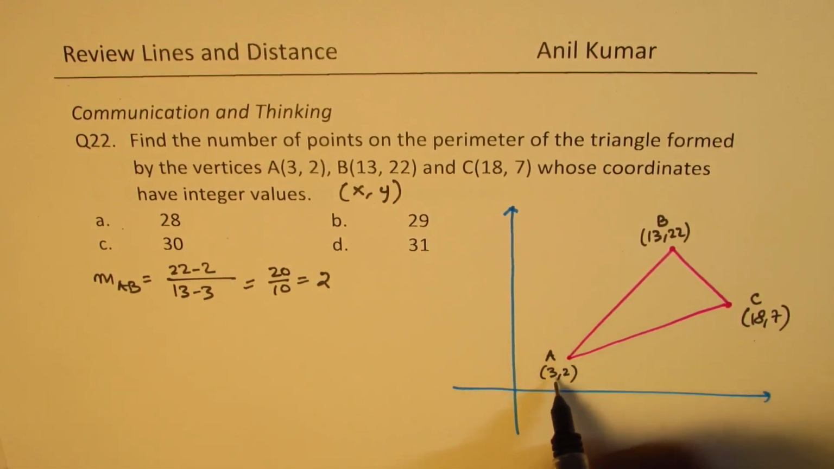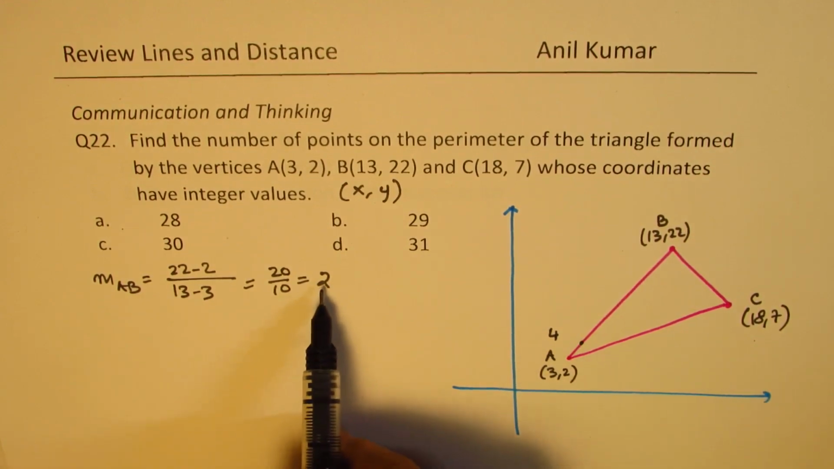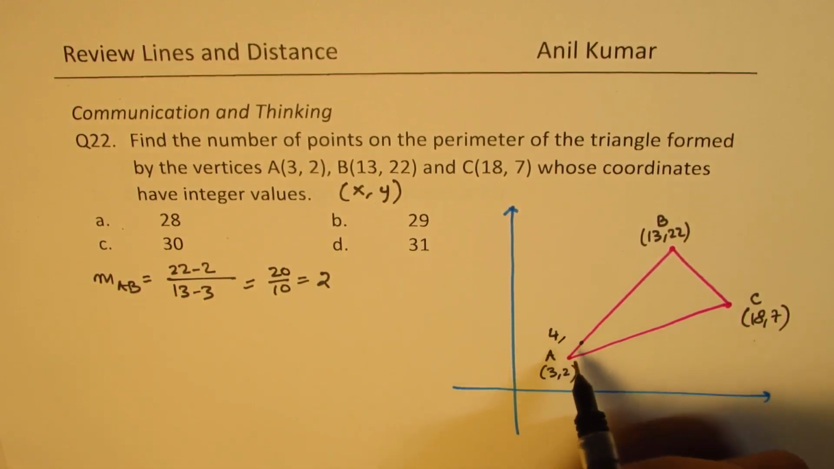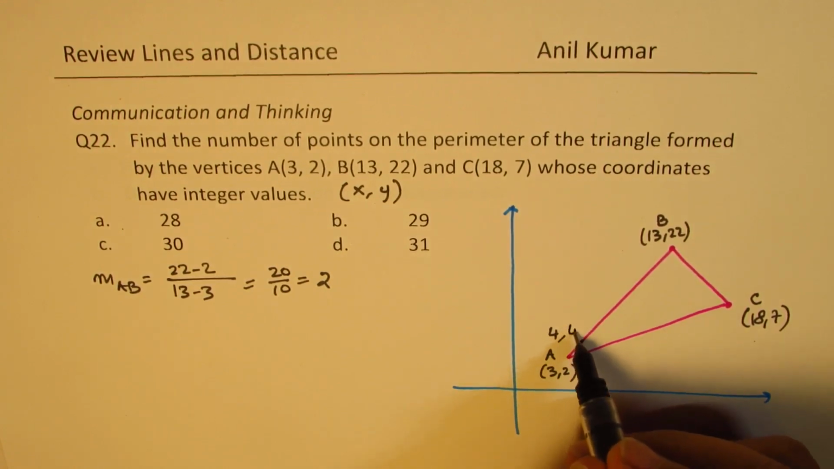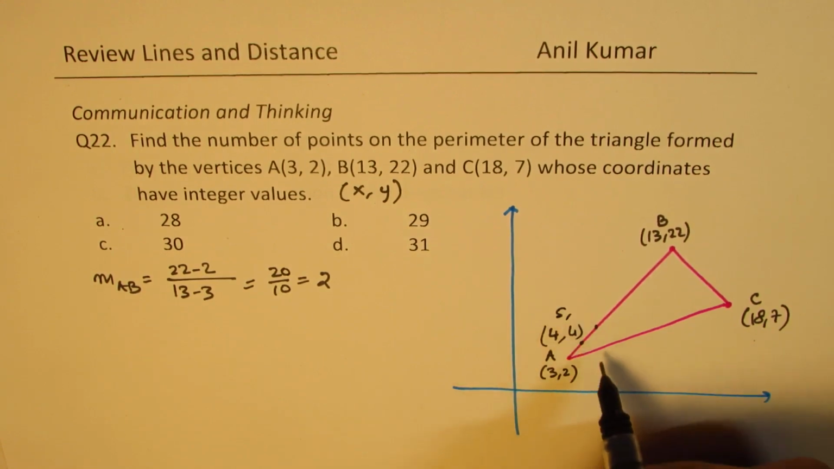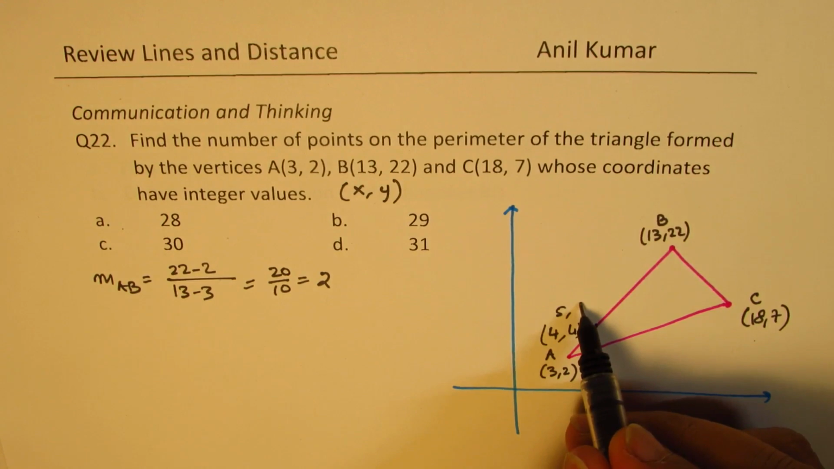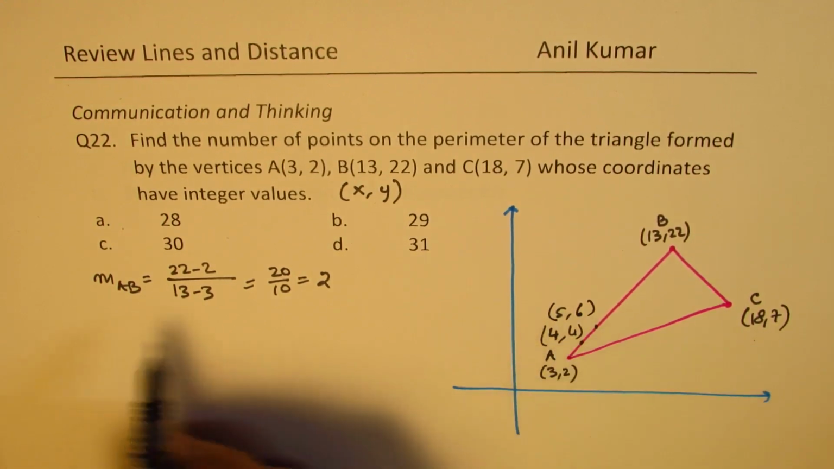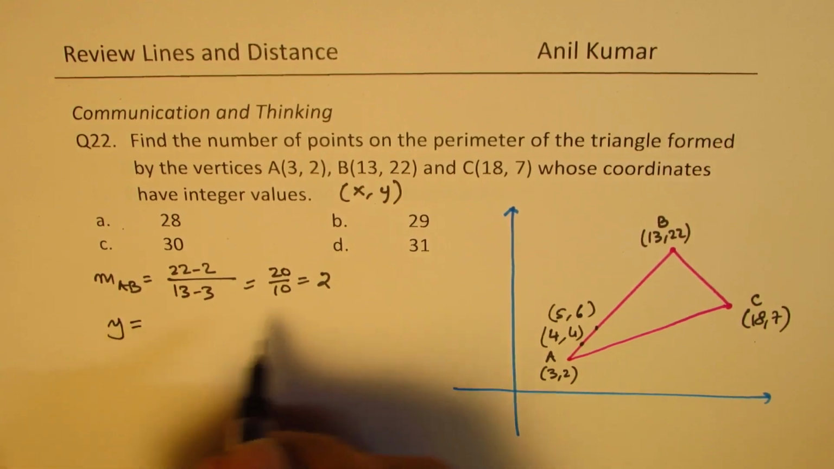So that means 3, 2. The next point, when I take the value as 4 for the x value, the y value will increase by 2. So 4, and it will become 2 plus 2, 4. Do you see that? Then if I change it to 5, the y value will increase by 2. So it becomes 5, 6. Do you see that?